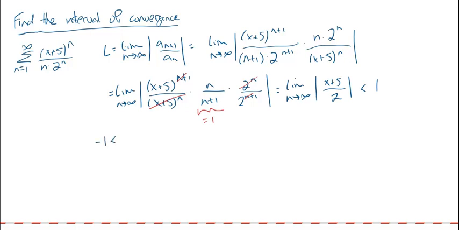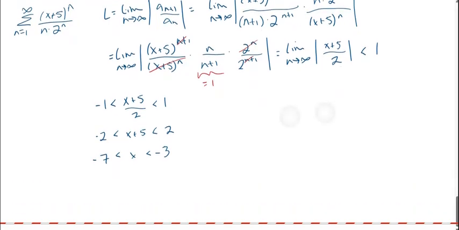So I write negative 1 less than x plus 5 over 2 less than 1. I'm going to multiply: negative 2 less than x plus 5 less than 2. And then I'm going to subtract 5: negative 7 less than x less than negative 3. So that's an interval. What I need to do is check the endpoints of this interval. So we'll go ahead and do that over to the right. x equals negative 7 and x equals negative 3.